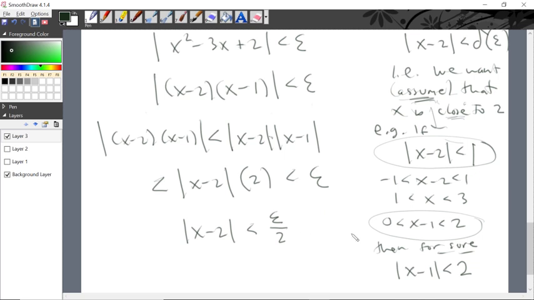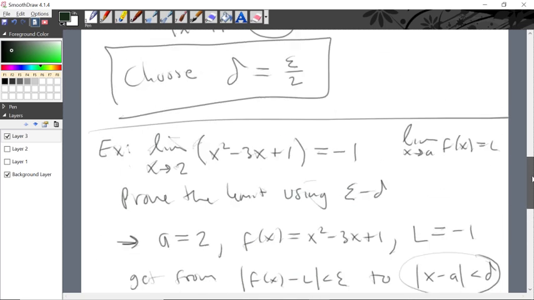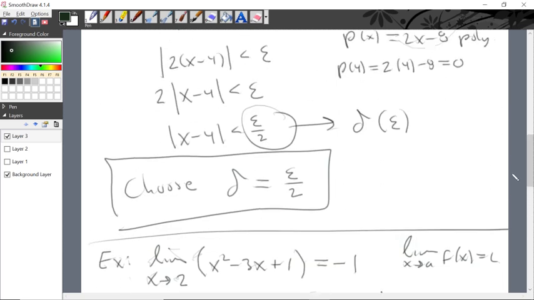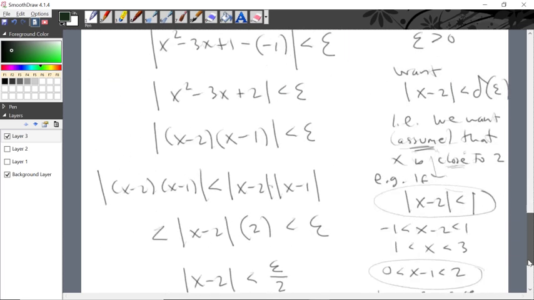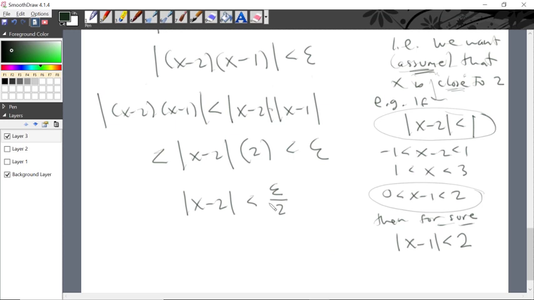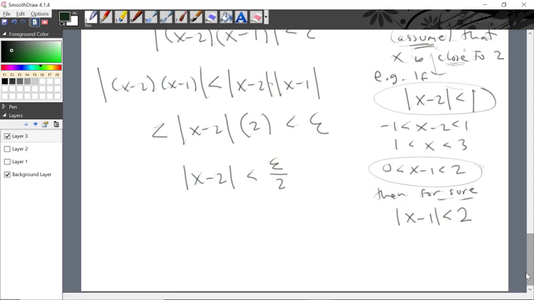And even though I got epsilon over 2 down here, the same as I got up here, that wasn't really intended, but that just happens to be the case for this example. So it's not like it's always epsilon over 2. It just happened to be the case here. But now here's how we choose delta.